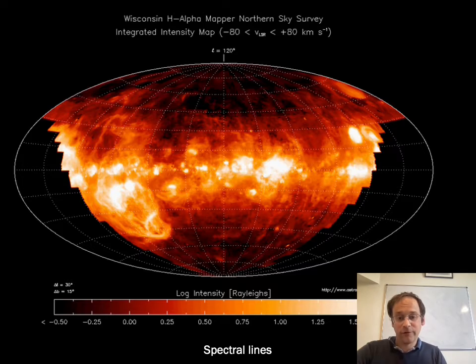And so we can see that, for example, in this survey of the Milky Way plane in the optical, which shows, in galactic coordinates, the Milky Way plane here along the equator, and then the galactic poles are north and south here. And so you can see there are these regions of ionized gas that have been ionized by massive star formation.